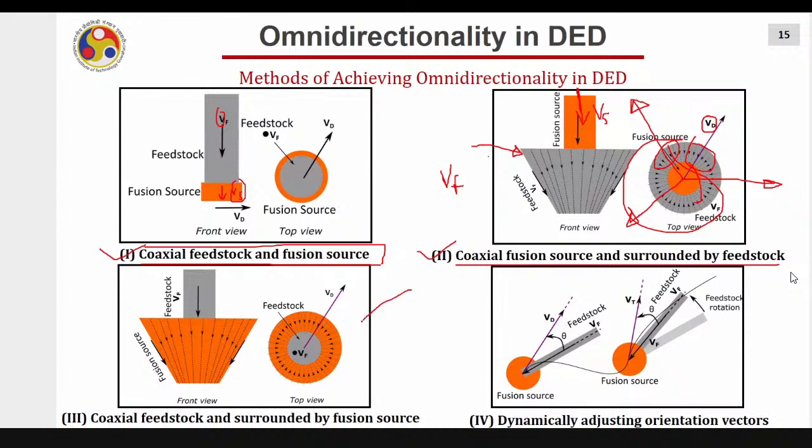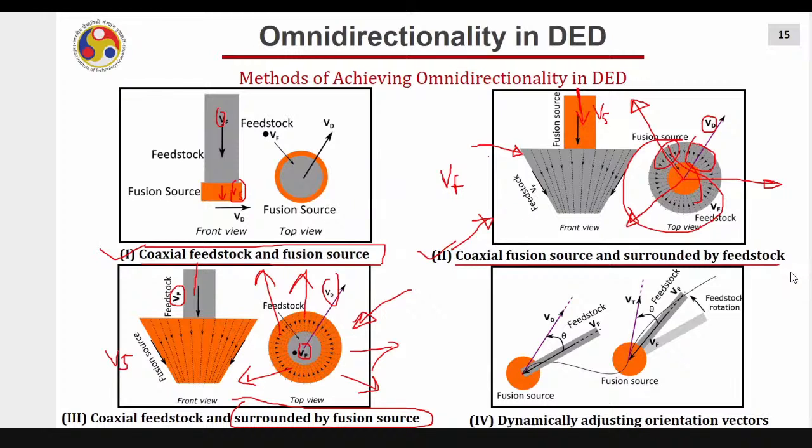Another way is you feed the wire or powder centrally. I mean coaxial feedstock. Vf is coming from the center, and you make the heat source surround it, the fusion source, that is Vs. This orange color is Vs. Now it is very similar to the previous one, but instead of making a cone of powder or raw material, here it is a cone of the fusion source. Hence, now you move in any direction, Vd, Vf and Vs are consistent. You go here, here, anywhere, right? Move in any direction. The fourth one is dynamically adjusting the orienting vector, the cheapest and the easiest one.